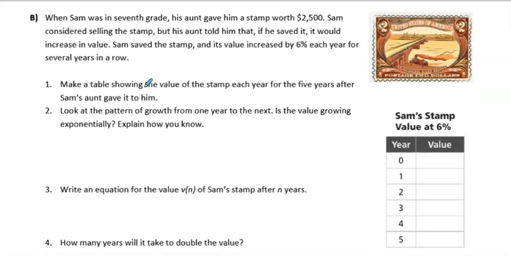Alright, so like I said, when Sam is in 7th grade, he is given a stamp worth $2,500. Sam's considering selling the stamp. If he saved it, it would increase in value. Sam saved the stamp, and its value increased 6%, and it originally started at $2,500. So now I'm giving you the rate of increase here, right? So this is the rate of increase.